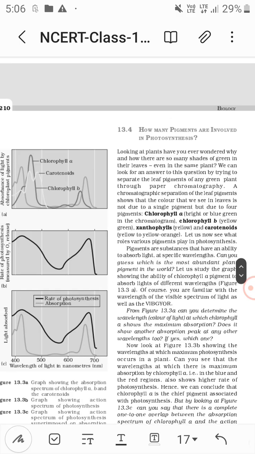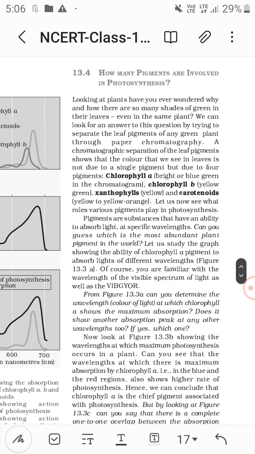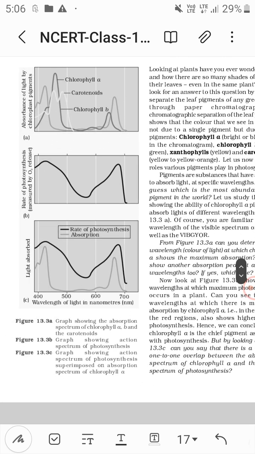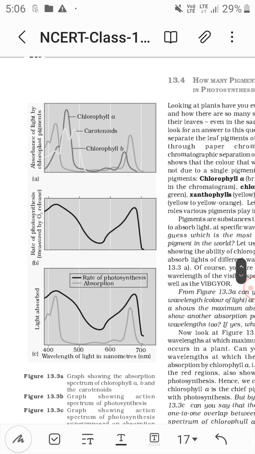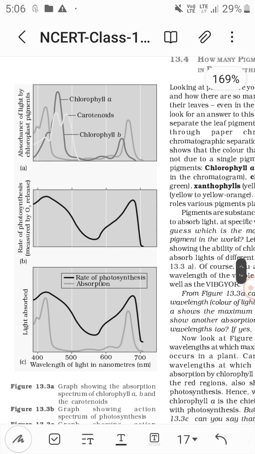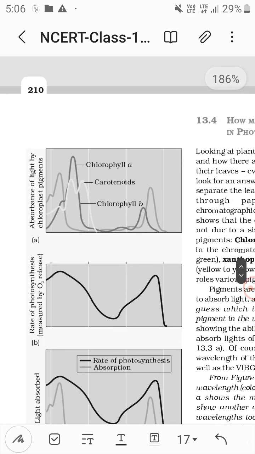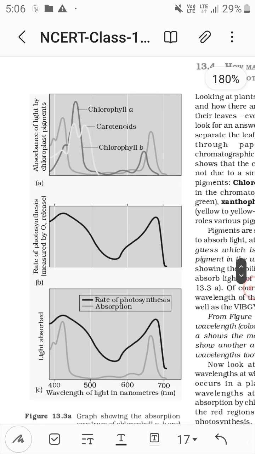So how many pigments are involved in photosynthesis? Chlorophyll A, chlorophyll B, xanthophylls and carotenoids are involved. Now the first diagram: on the y-axis, absorption of light by chloroplast pigment. Now showing, the first one, you see chlorophyll A, carotenoids and then chlorophyll B.